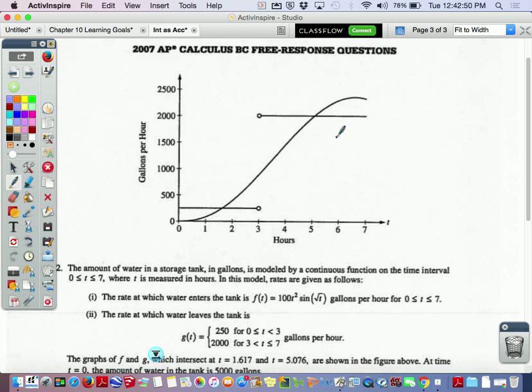Okay, the last problem in the packet. This is 2007, question number 2. Again, it's a calculator question. We've got this graph. This question is talking about the amount of water in a storage tank in gallons, modeled by a continuous function on the time interval from 0 to 7, where t is measured in hours. In this model, rates are given as follows.